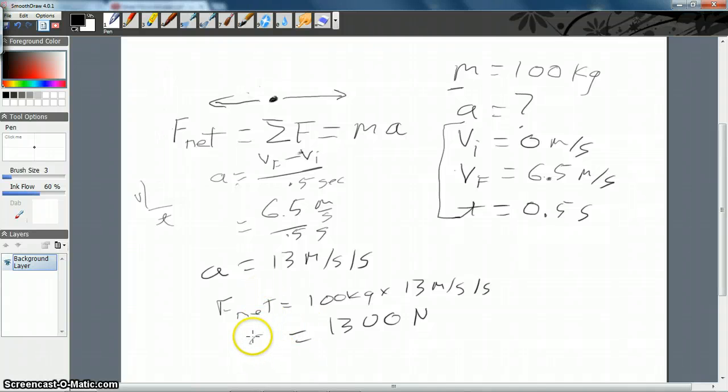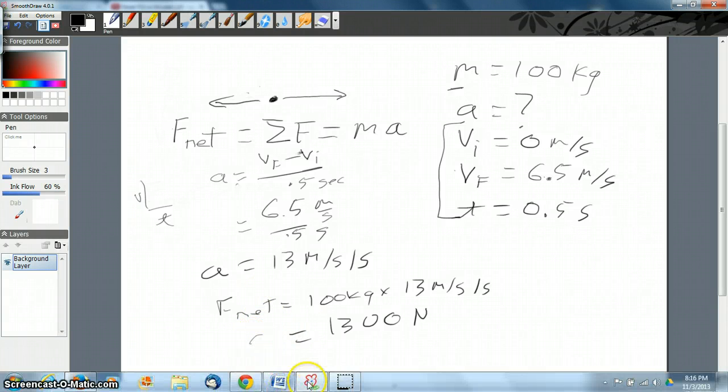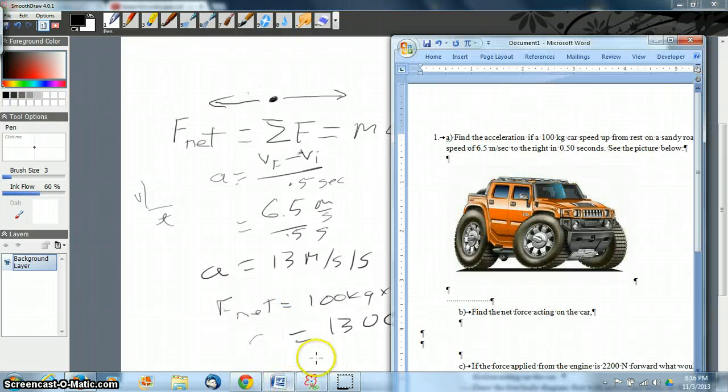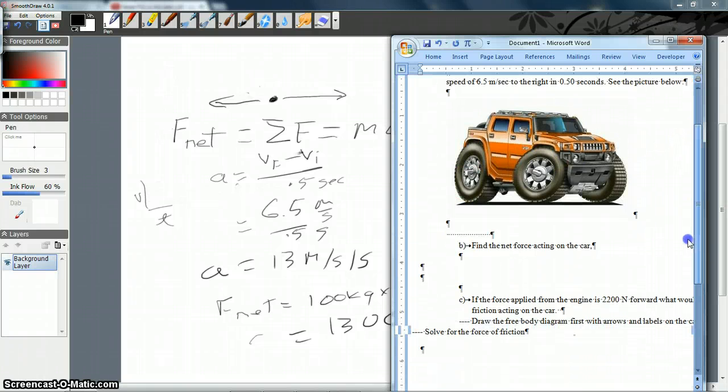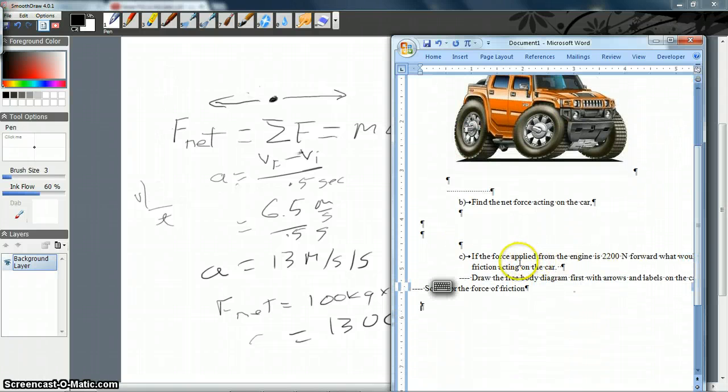Notice I didn't even look at the rest of the problem. These are force problems, and when they're force problems, you always need net force. So, well, I guess I was right. It says, what's the net force acting on the car?